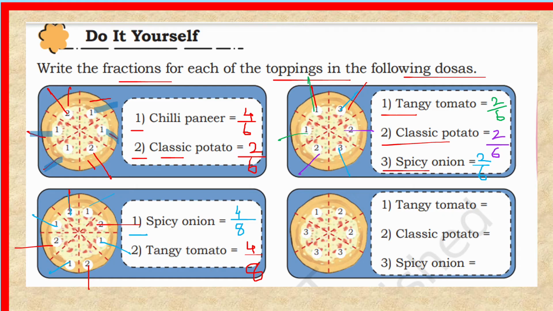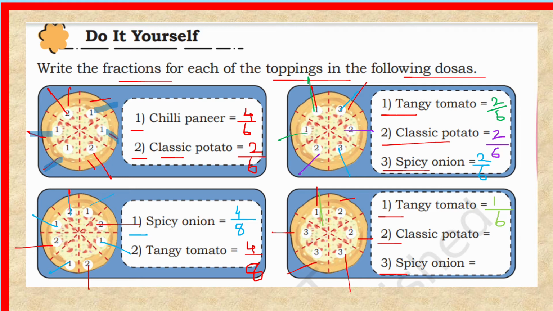See the last picture. 1 represents tangy tomato, 2 represents classic potato, 3 represents spicy onion. So, here the dosa is divided into how many equal parts? 6. See, 1, 2, 3, 4, 5, 6. Dosa is divided into 6 equal parts. Then, first, we have to find the fraction of tangy tomato. See, 1, then only 1. So, out of 6 parts, only 1 part contains tangy tomato. So, fraction is 1 by 6.